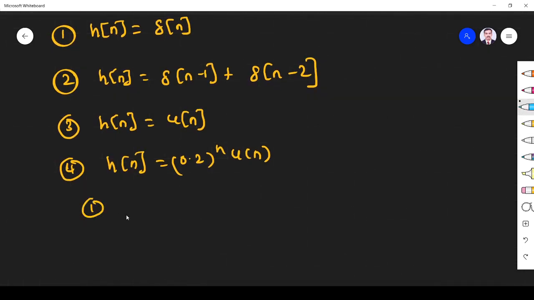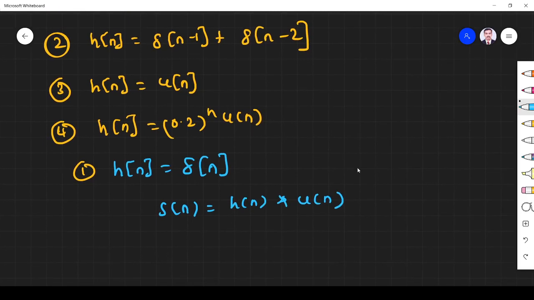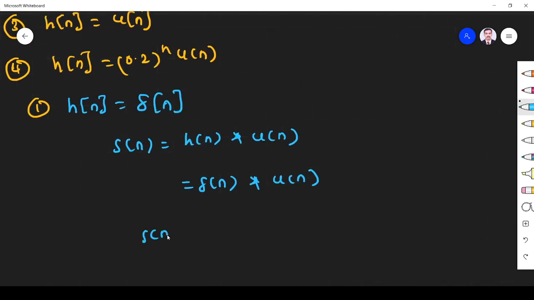They have given h of n is equal to del of n. So we know what is the step response. Our step response equation, we directly write s of n is equal to h of n star u of n. What they have given here is h of n, which is nothing but del of n. Del of n star u of n. What will it give? s of n is equal to u of n.